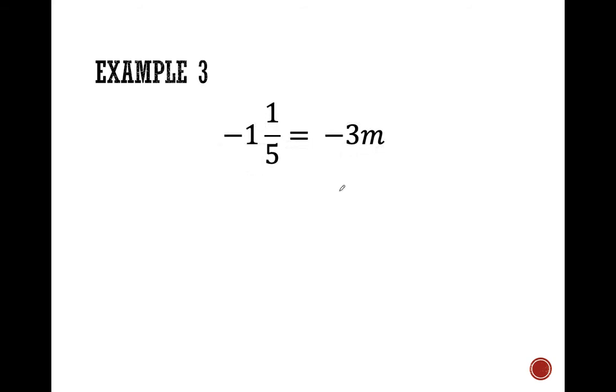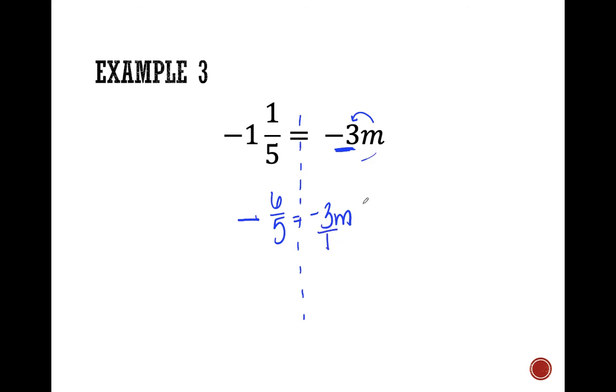Let's take a look at one other example. Now this one, we don't have a fraction as our coefficient. Remember, the coefficient is the number in front of the variable. But we do have a fraction over here. So I'm going to start by converting this to an improper fraction. Negative 1 1/5 is negative 6/5. I'm still going to multiply this by the reciprocal.